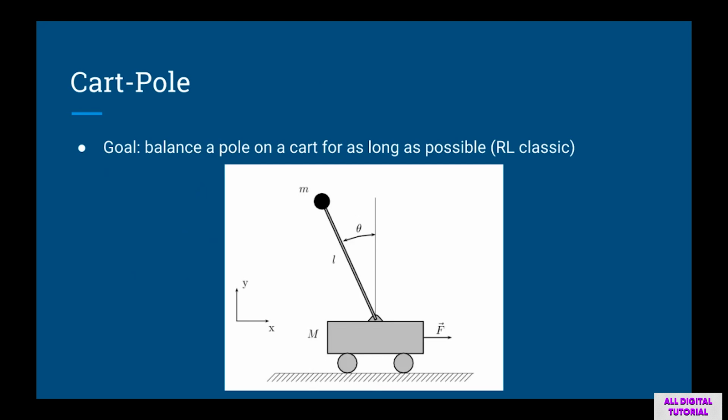In this course, we'll be training an agent in the cart pole task, also known as the inverted pendulum. This is a reinforcement learning classic. The goal is to balance a pole on top of a cart for as long as possible.